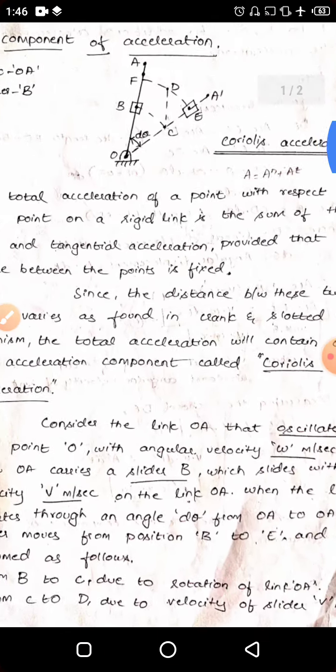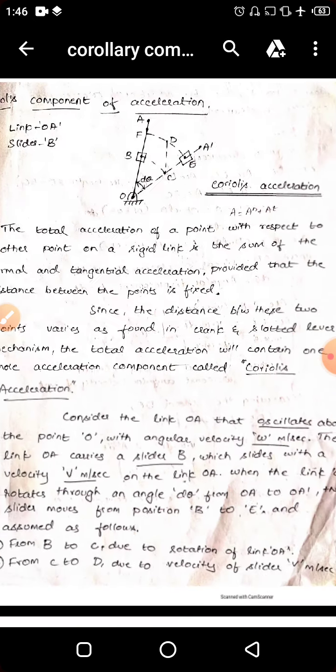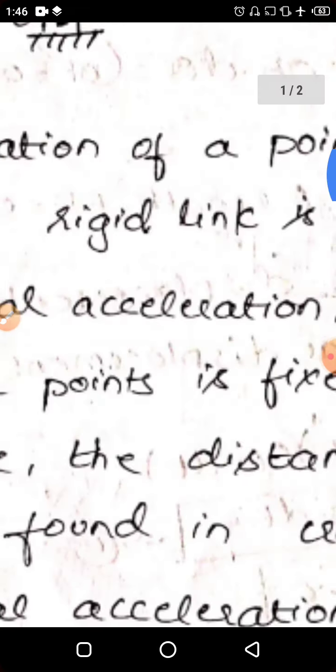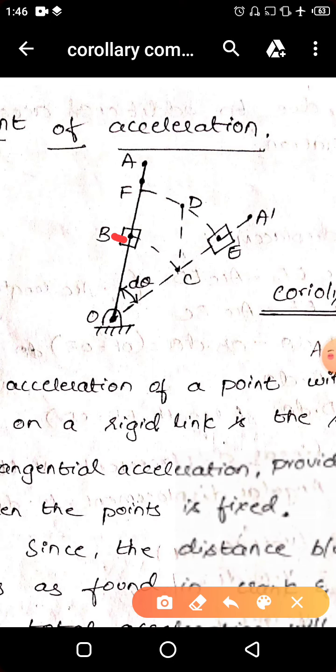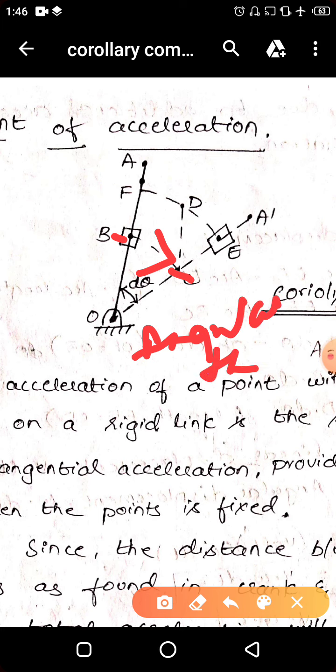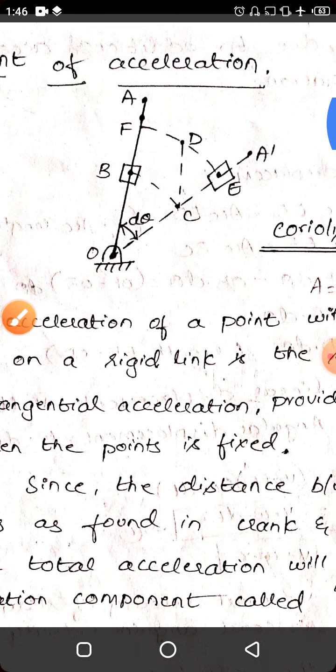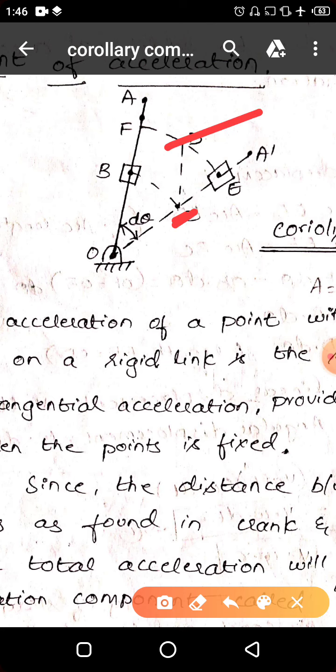Now the distance from OB to OE is assumed to change in 3 steps here. Now the first step is the point B first will move from point B to point C. Now this is because of the angular acceleration of the binary link. Now because of the angular acceleration, that is nothing but because of the movement of OA to OA dash, B is assumed to move from B to C here. Now this is because of the angular acceleration. Now the point C moves from C to D. Now this is because of the sliding velocity of the slider here.